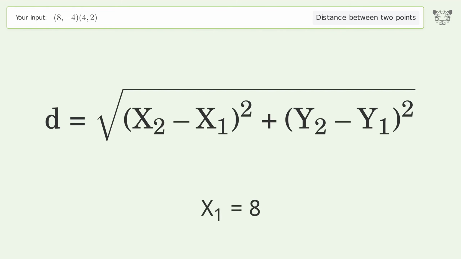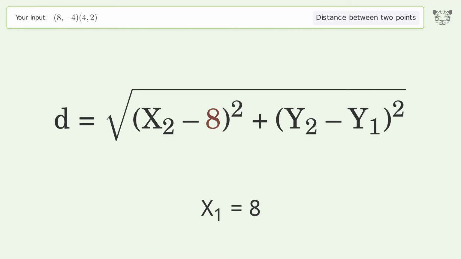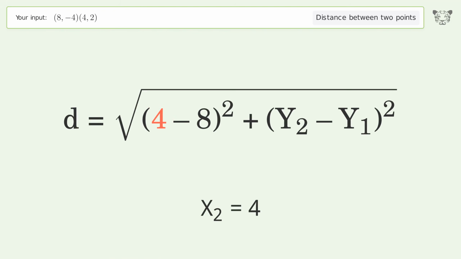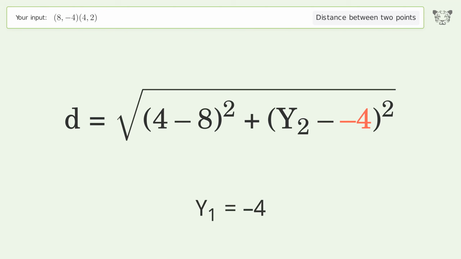x1 equals 8. x2 equals 4. y1 equals -4. y2 equals 2.